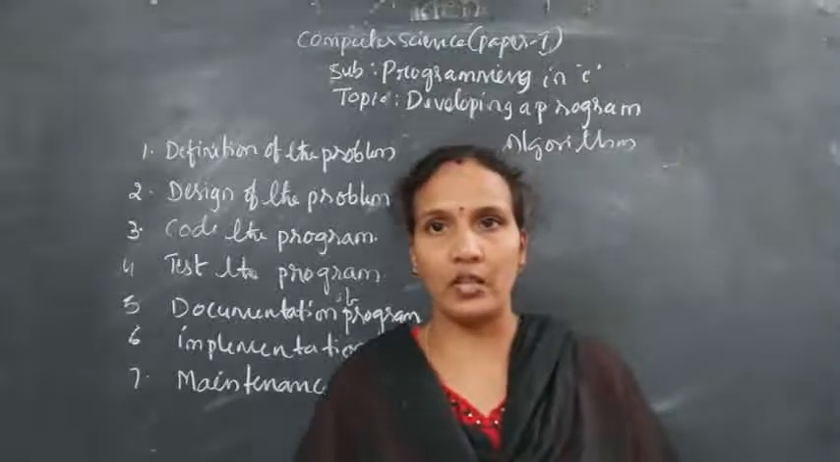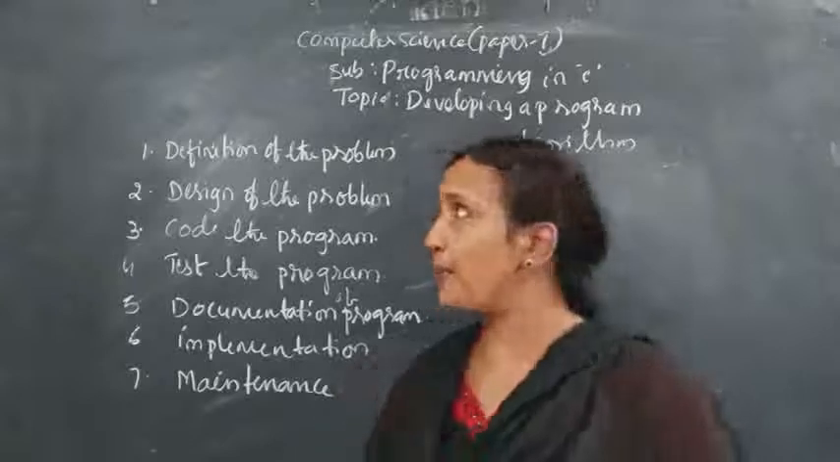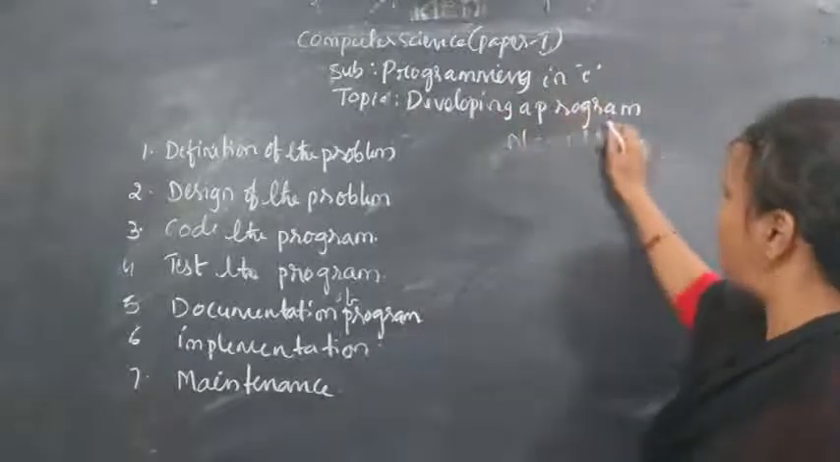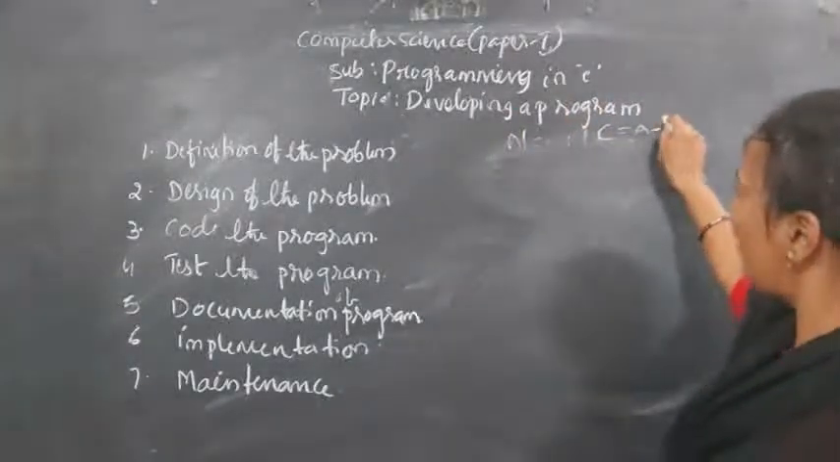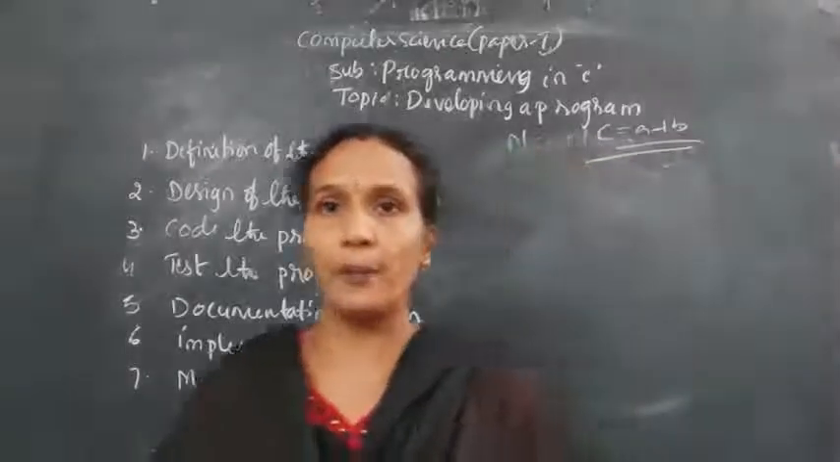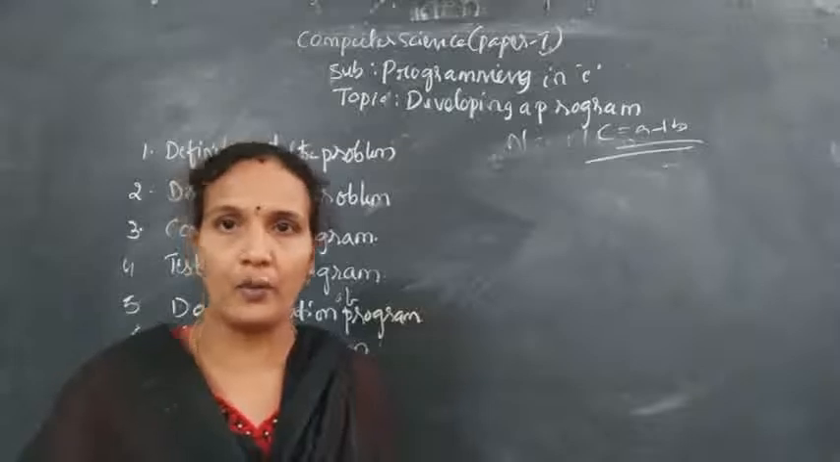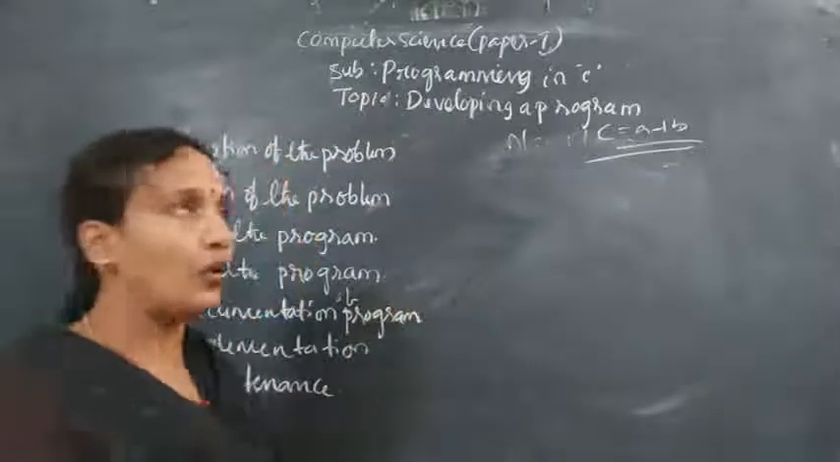Different types of algorithm I have explained: pseudocode, step-by-step form, flowchart. Example, in the previous example, what definition I have given? C equals A plus B. So in order to get this required output, what is the procedure? That procedure you can give pictorially, using any algorithm you can follow. Here I am explaining with the flowchart.